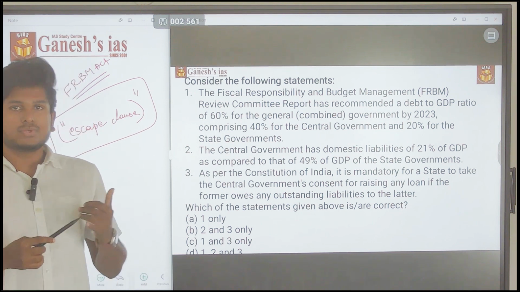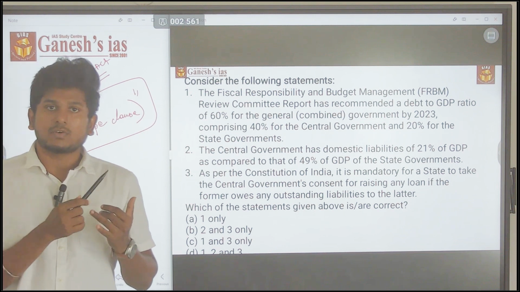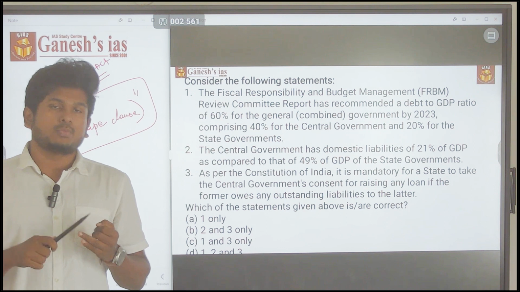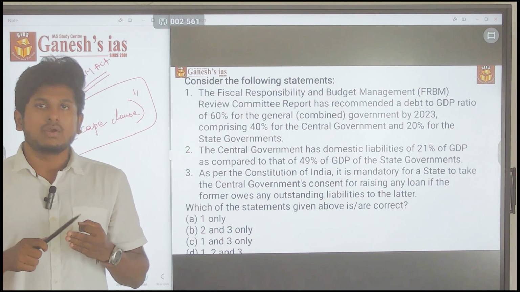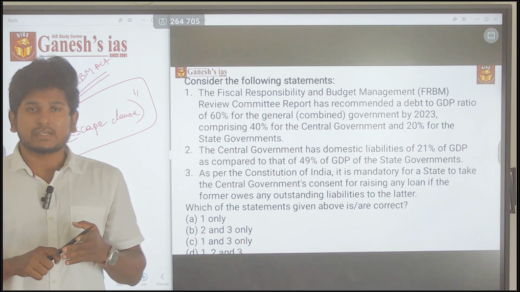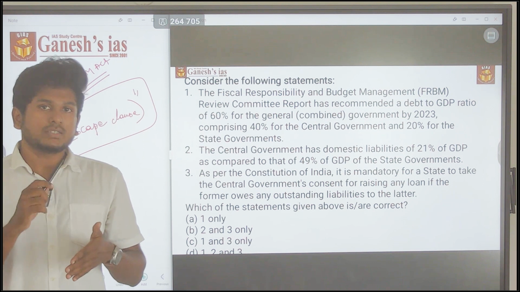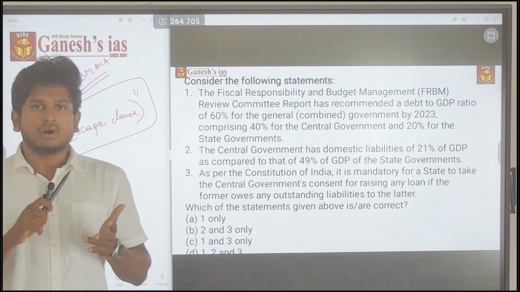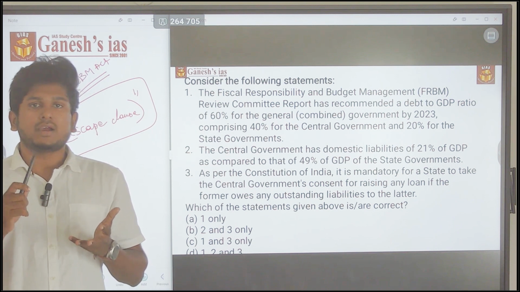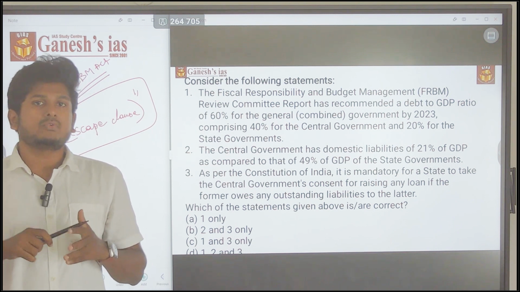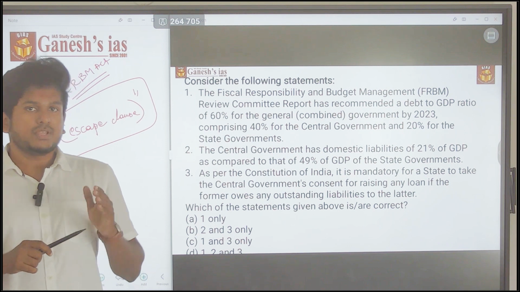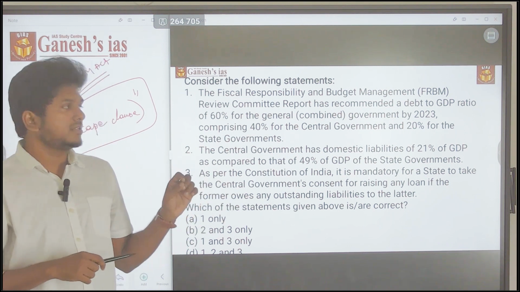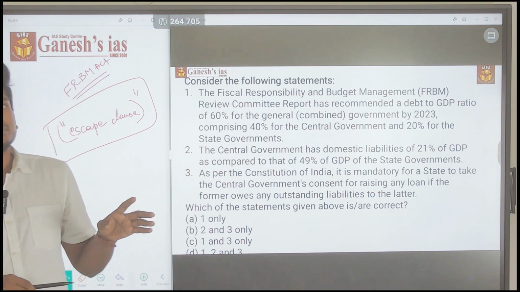In this question we covered a lot of prelims topics: the 60% debt ratio, with 40% for the central government and 20% for the state government; what the FRBM Act is and what reports have to be submitted; and what the escape clause is. All these things are asked one way or another in the prelims, so you have to know them. Please be more conscious of this type of question. It is one of the easiest questions, and it is all about factual things.